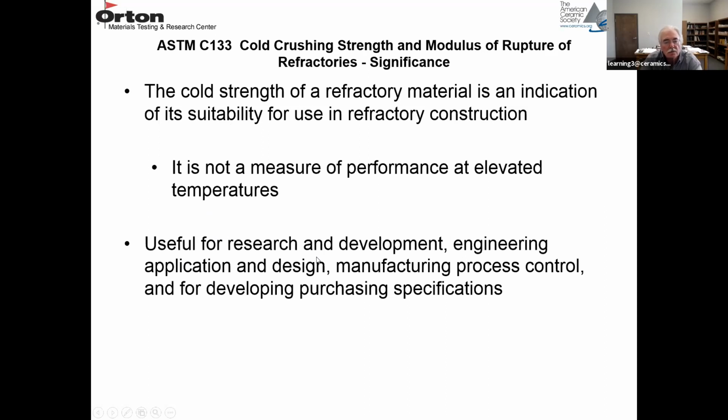Cold strength is useful in research and development, in engineering applications, in quality control. It's a good way to measure if your product was made correctly, if it meets the right strength, and it's used in data sheets for purchasing specifications.